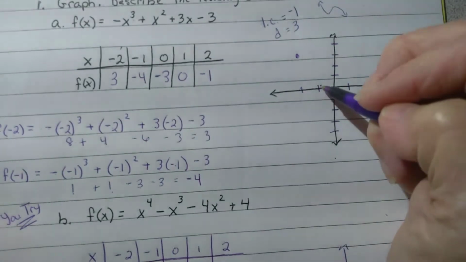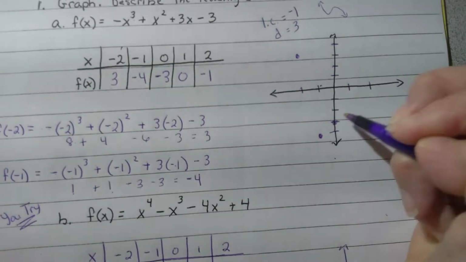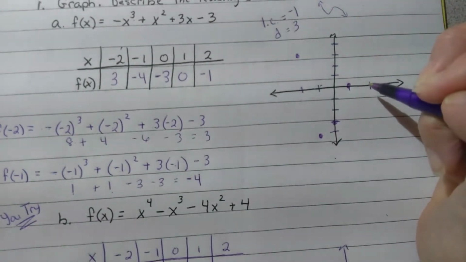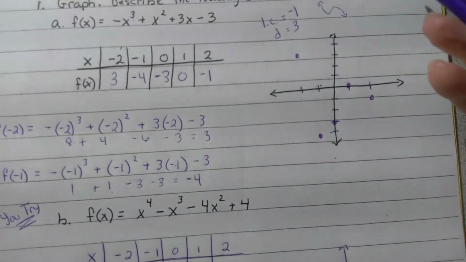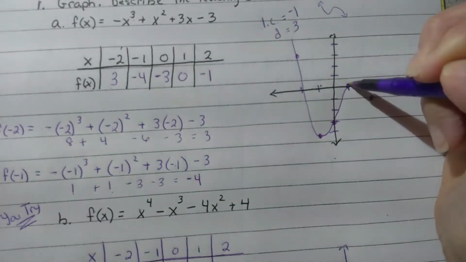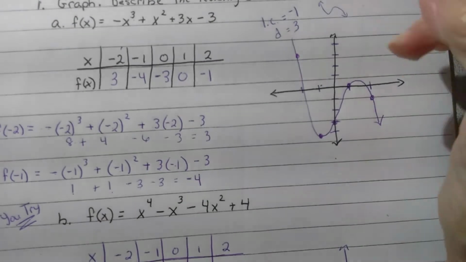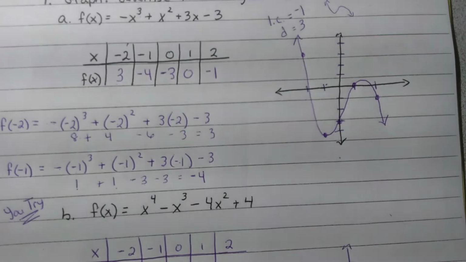-2, 3, -1, -4, 0, -3, 1, 0, and 2, -1. Okay, again, remembering it looks roughly like that. Here we go. I hit all of the points and I made a smooth curve. Now, is that 100% perfect? Nope. But that's as close as we can get with the skills we have right now. We will have better skills later in this chapter, but for right now, that's what we have.